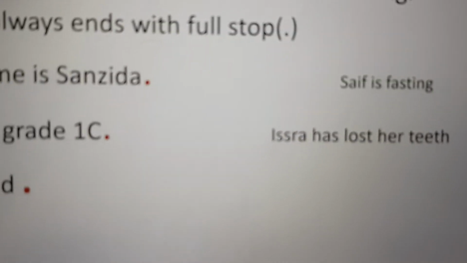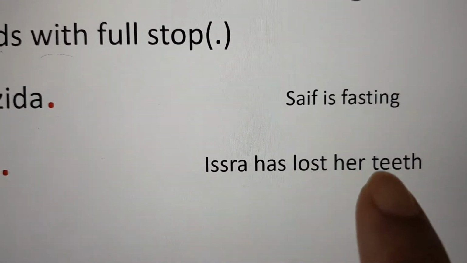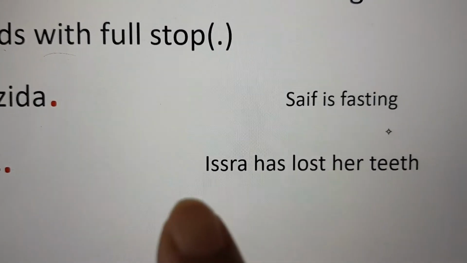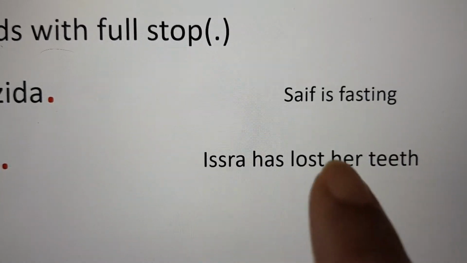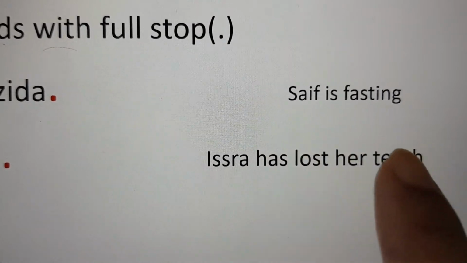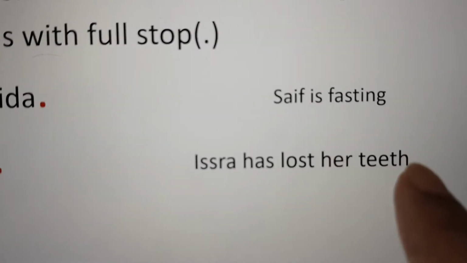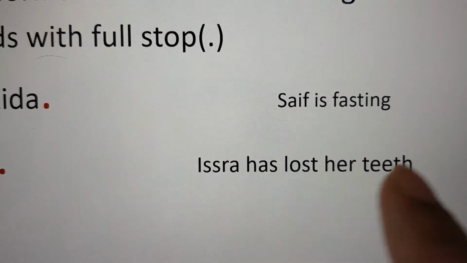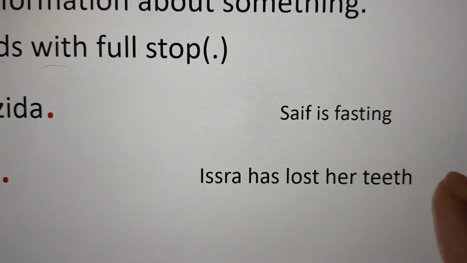Okay? See, second sentence. Isra has lost her teeth. See, here is also one mistake. What is that mistake? See, all the spellings in the sentence are correct. You have given space between two words. So what is the mistake? The mistake is you have not put a full stop. Always, after every statement, you have to put a full stop. You have to end all sentences with a full stop.